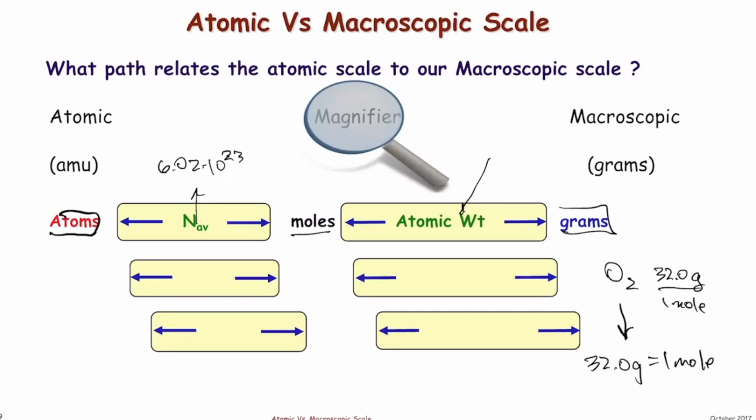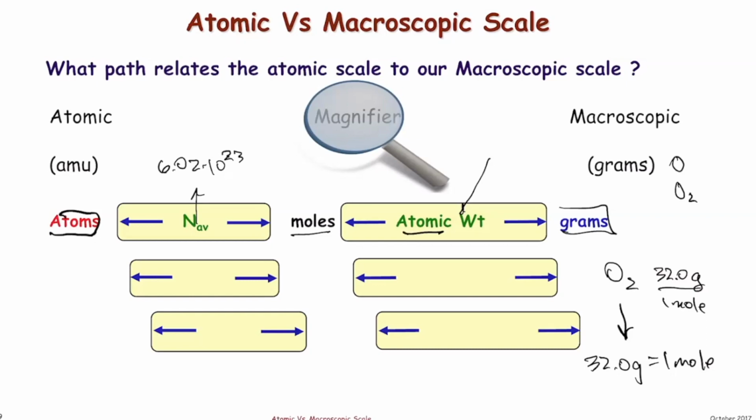For the oxygen atoms, it would be 16 grams equals 1 mole. There's a difference. Oxygen atom is O, oxygen molecule is O2. There's twice as many oxygen in the oxygen molecule. So that's what you guys are going to be using when you use the mole.